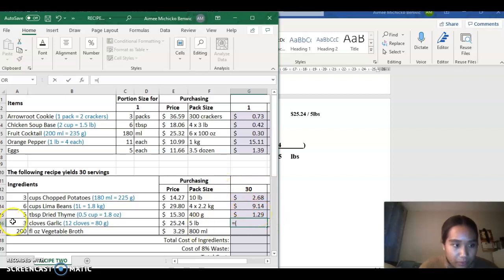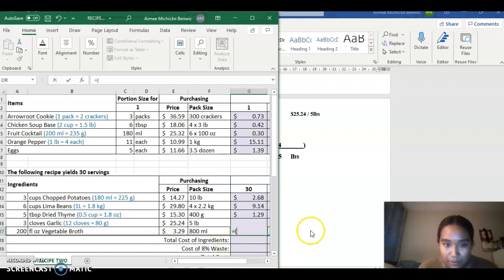So let's plop in our Excel. 3 cloves multiplied by 80 divided by 12 divided by 500 grams, close bracket, multiplied by the price of $25.24 divided by 5 pounds. That gives us 20 cents as well.